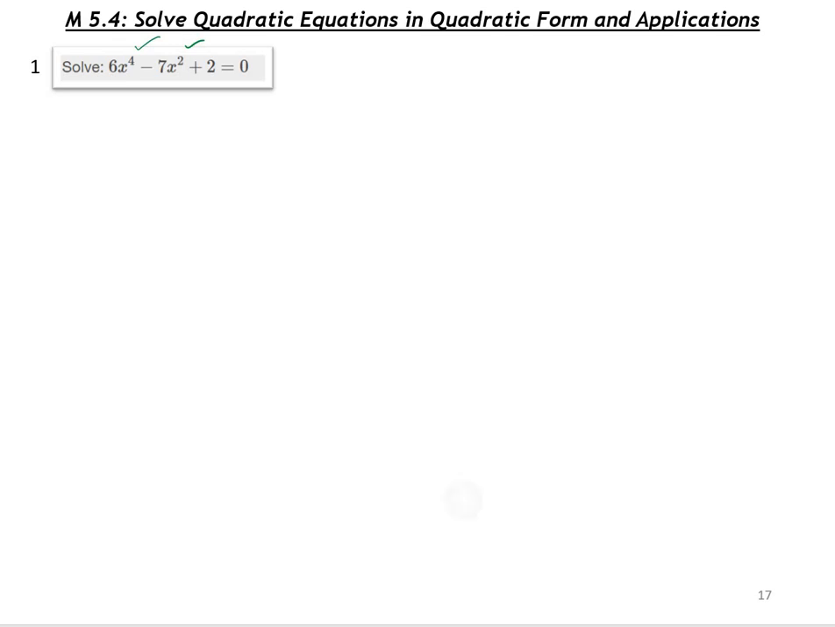So for that, I'm going to give a substitution. Put u equal to x squared. If I substitute u for x squared, then can you say what u squared is? u is x squared, so u squared is its square, that is x to the power 4. So when you substitute that, the given equation becomes 6u squared minus 7u plus 2 equal to 0.